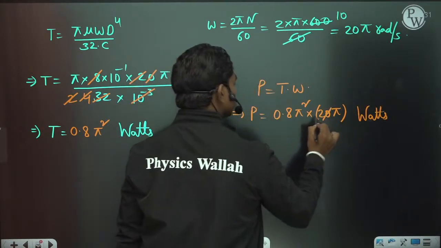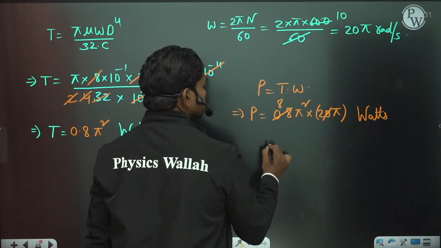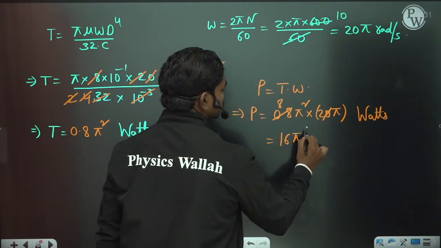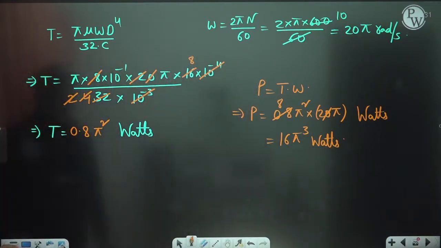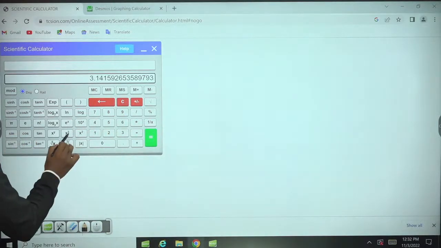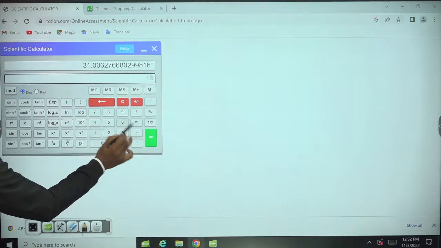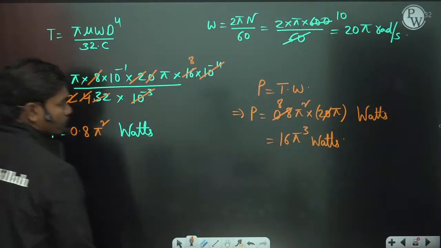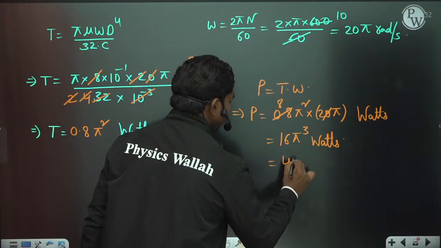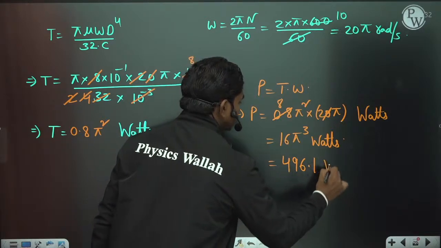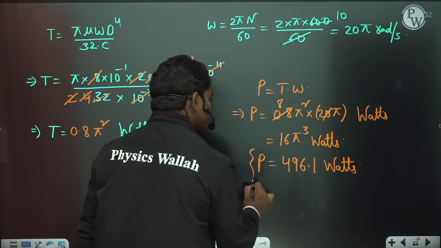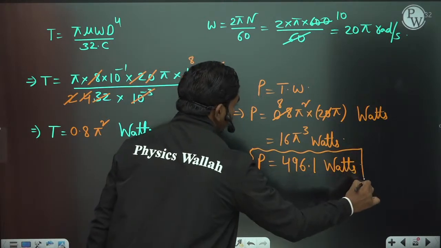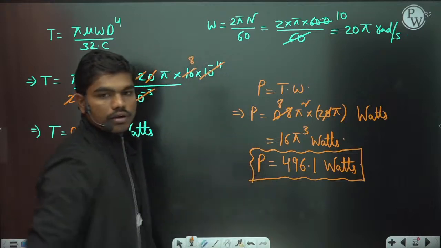So if you cancel this 0 and this 0.8 as 8 times, this is 16 pi cube watts is what you have for the power. If you simplify this, 16 times pi cube, let us calculate pi cube into 16. So if you see, 496.14. So 496.1 watts is what you have here. Okay, so the power required for the rotation is 496.1 watts.